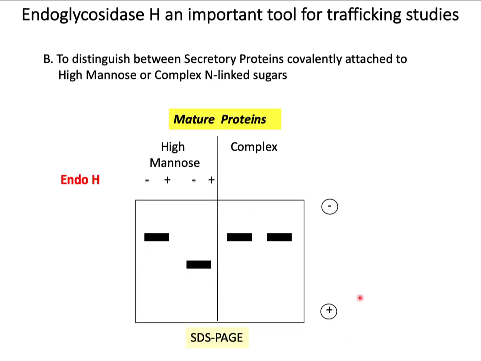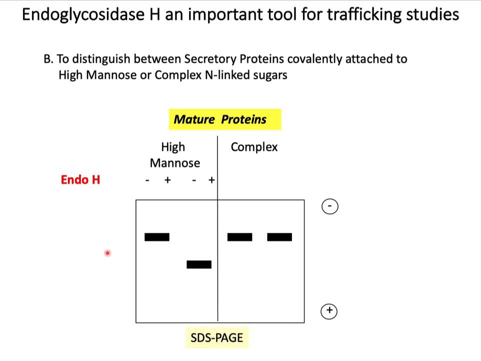What is interesting is that you can also use endoglycosidase H to distinguish between complex N-linked glycans and high mannose N-linked sugars. The reason for that is that although complex N-linked glycans gain resistance to the action of endo-H at the point they cross the medial Golgi, high mannose sugars are always sensitive to endo-H.